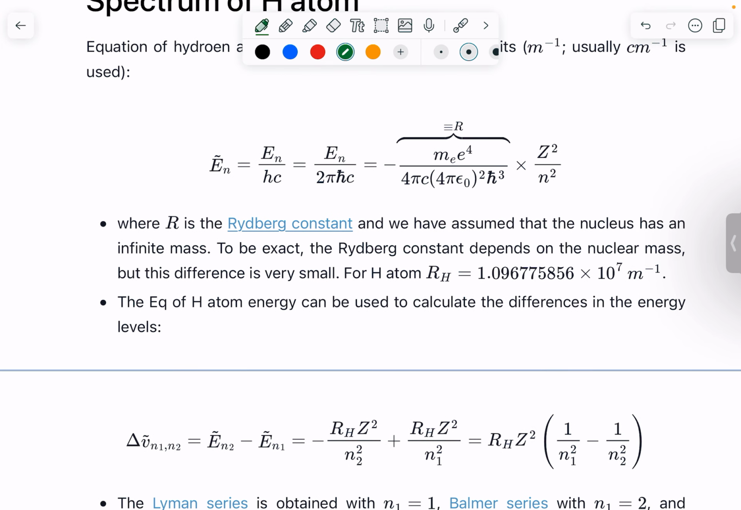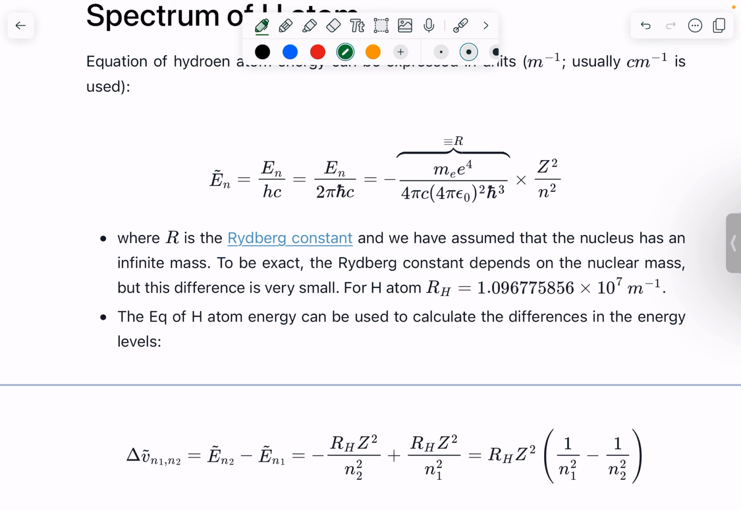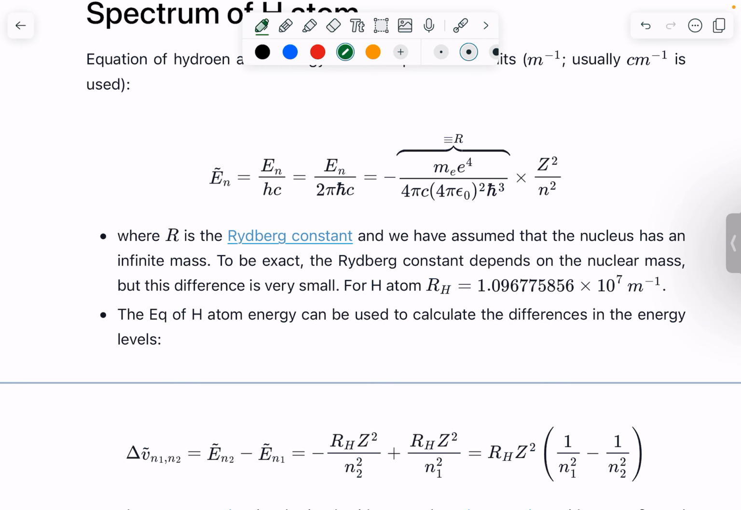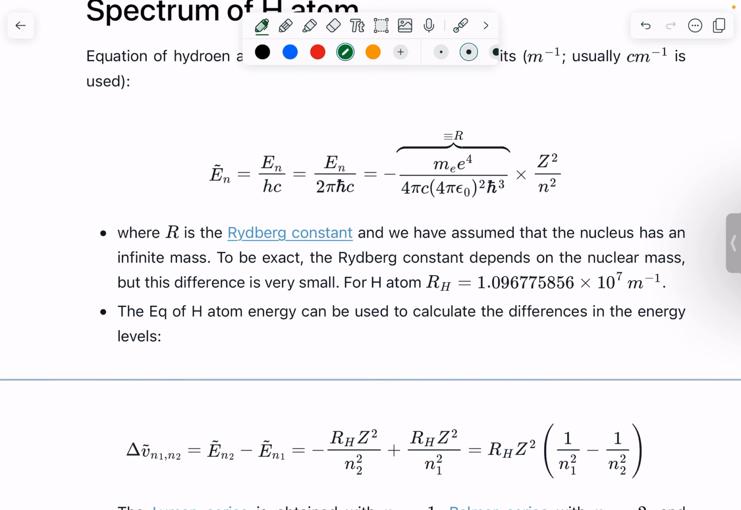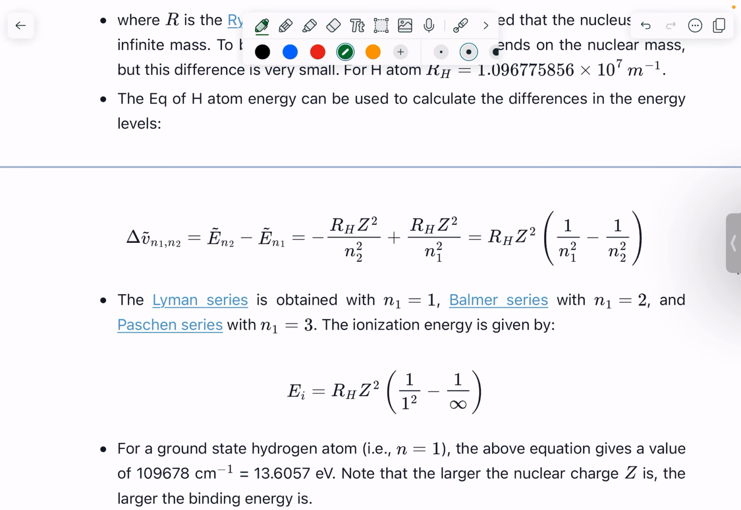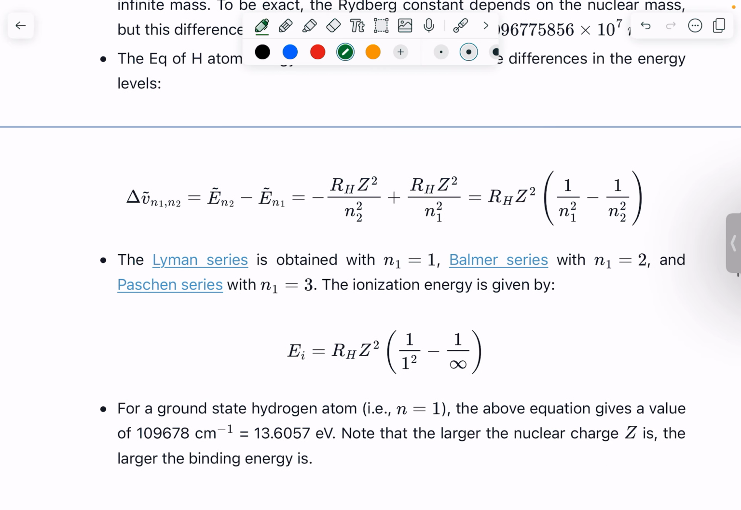For the vibrational, it's IR. For the rotational, it's the microwave. Okay, so nothing new here. You divide energy by hc, go to the spectroscopic units of 1 over lambda, centimeter minus 1. These expressions we've already seen.